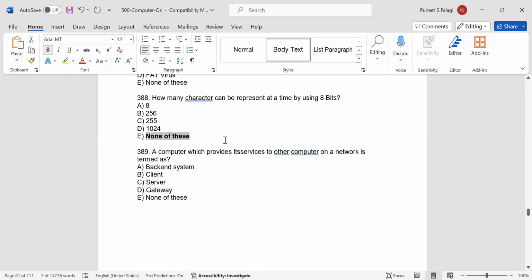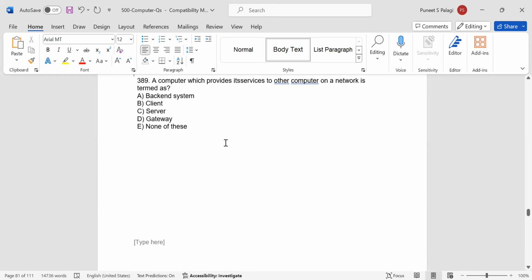characters, correct? So can you show 8 characters, 256 characters, 255 characters at a time using 8 bits? And I told you 8 bits is 1 byte, and every character occupies 1 byte of memory. So you cannot show 8 characters at a time using 1 byte. So the answer is none of these.